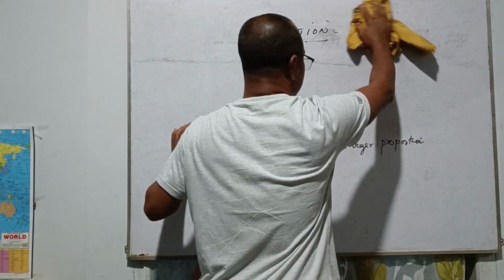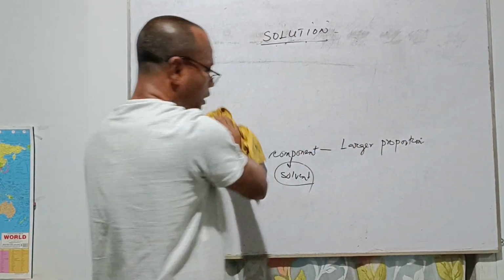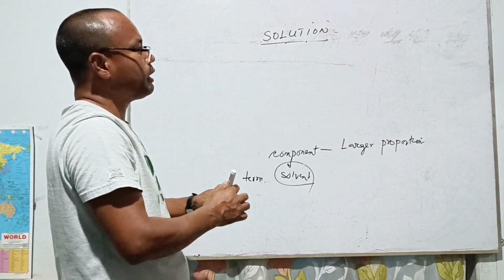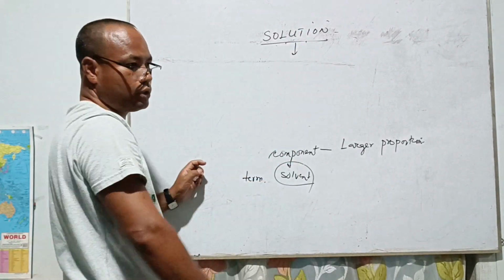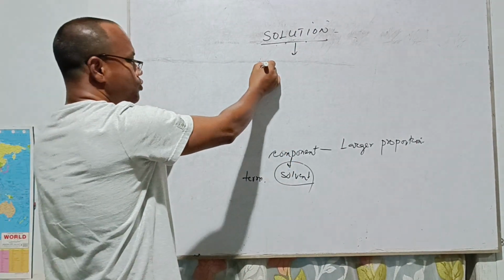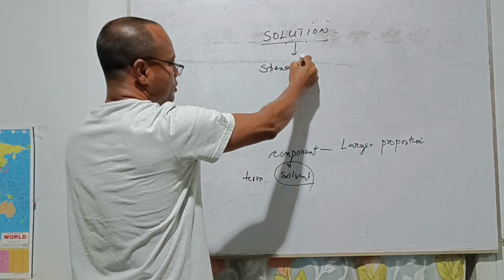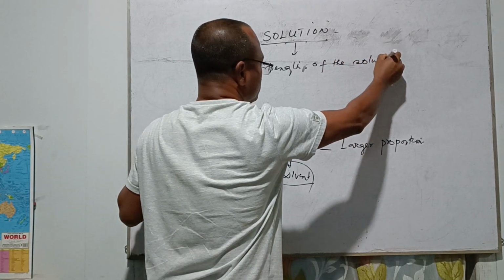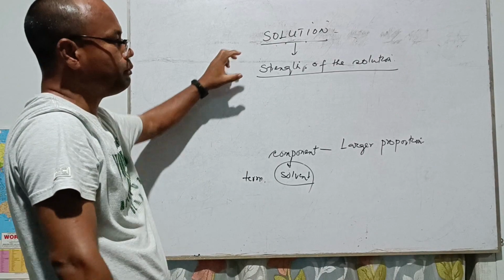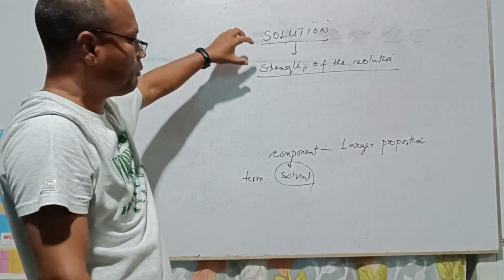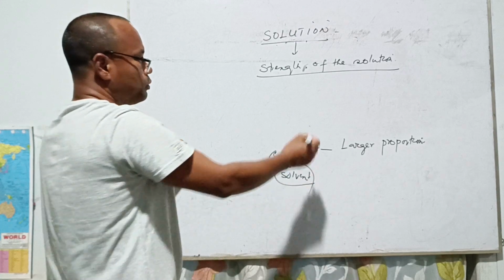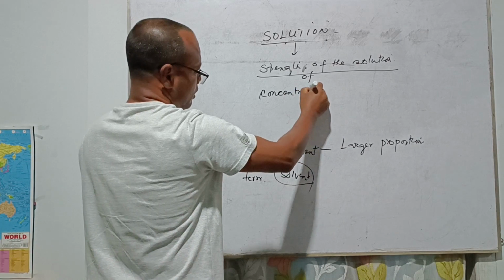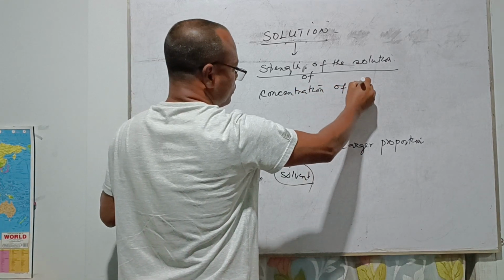Now here, a very important thing is how much amount of the solute is present in our solution. That amount of the solute present in our solution we express in terms of the strength. In terms of the strength of the solution. So please don't confuse, okay? So what do you mean by strength of the solution? In the place of the strength of the solution, we sometimes use the concentration of the solution.